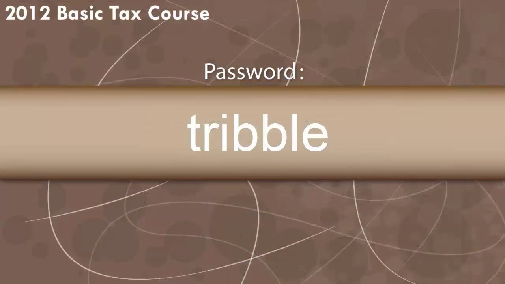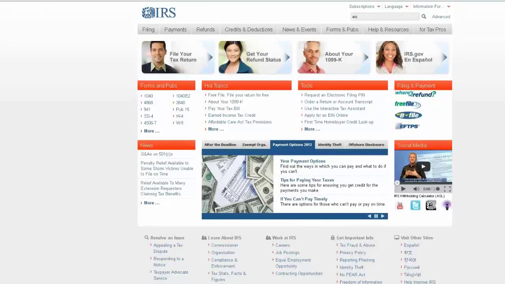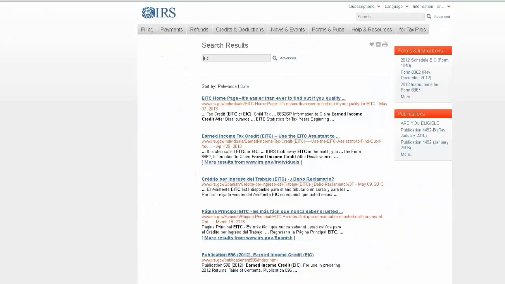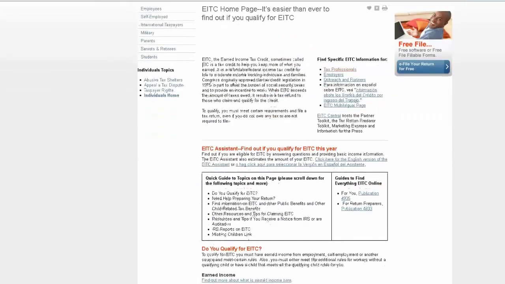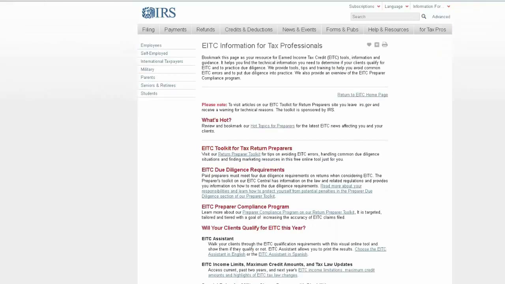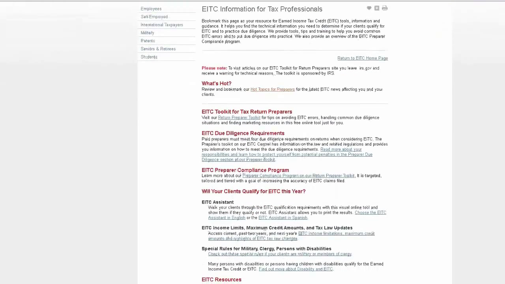Okay, finally got it to a point where I can go to a URL. And where I'm going to go is I'm just going to go to irs.gov. Tribble, T-R-I-B-B-L-E. And then I click on here, EIC homepage. It has a link here for tax professionals, and I click on it. And then it talks about hot topics for preparers, and I click on it.